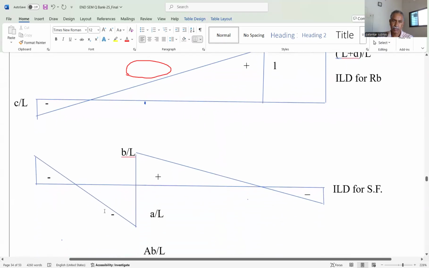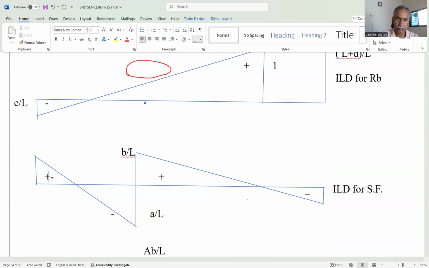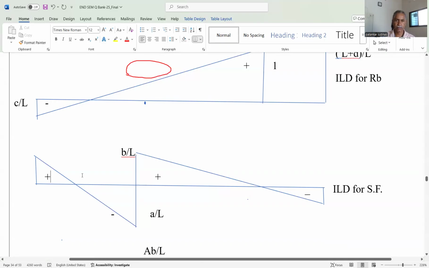Similarly, for the shear force, at support A it is 0, then a distance divided by L, b distance divided by L, it is positive, this is negative. Okay, and extend this up to point B, and beyond point B there is an overhang, that's why extend the slope, which is below, that's why minus, and here also it is above, that's why this is plus. This is not minus, this is plus. Okay, this is the ILD for the shear force.